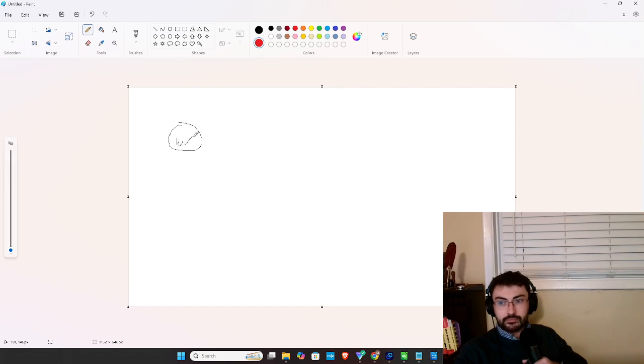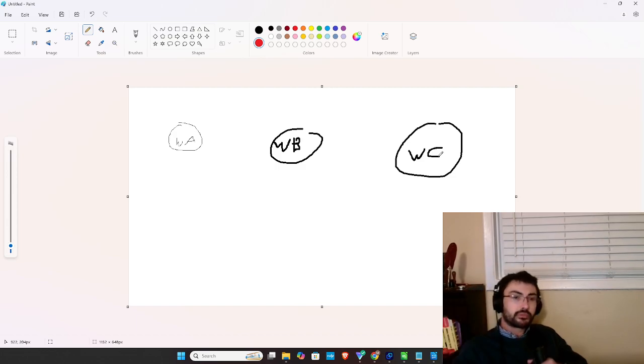wallet A. Can you all see that? I don't think so. Oh, that's way too big. Okay. Wallet A, wallet B, and wallet C. Okay.